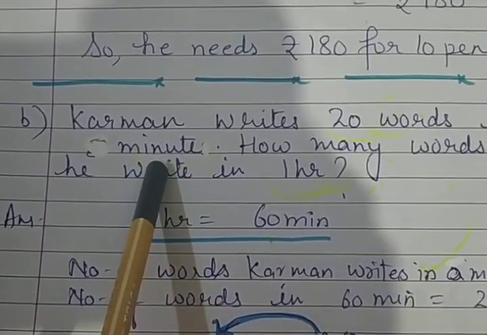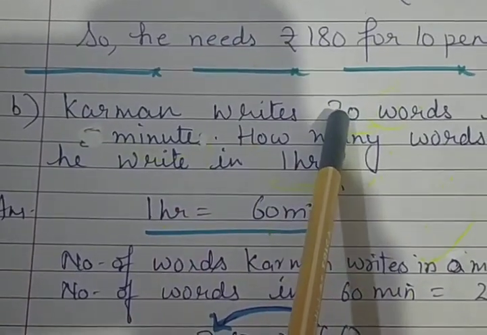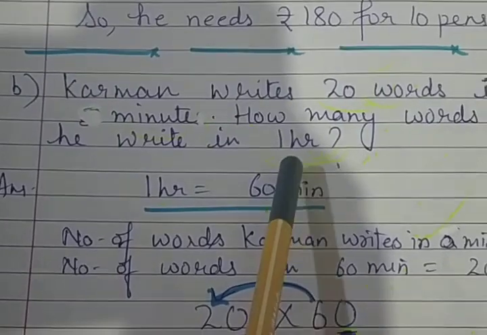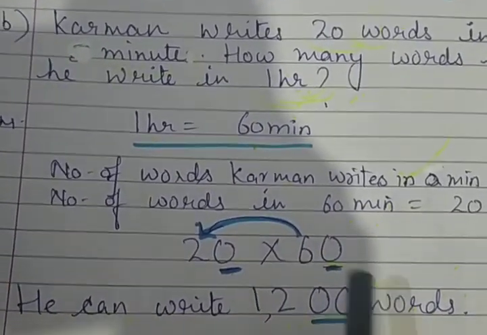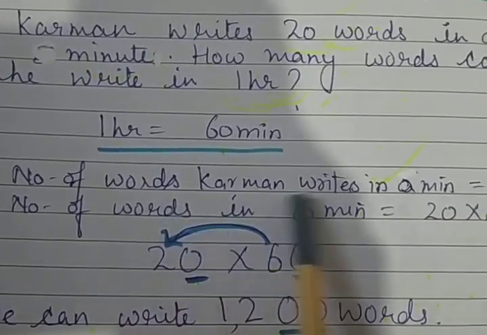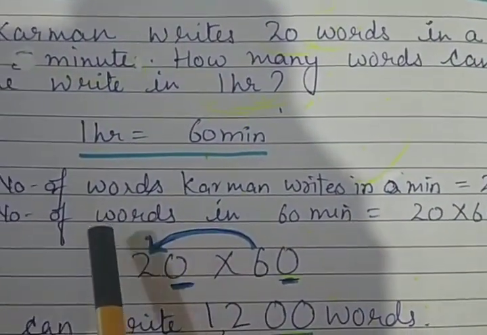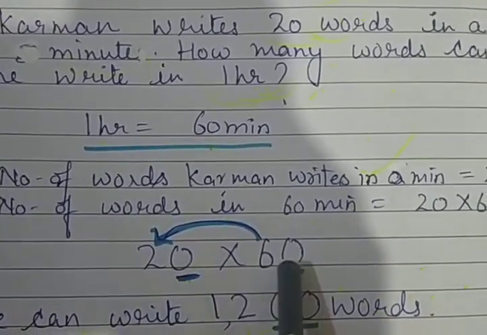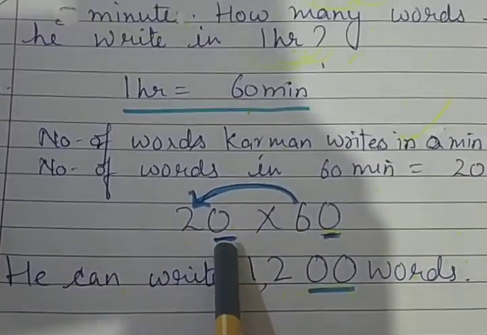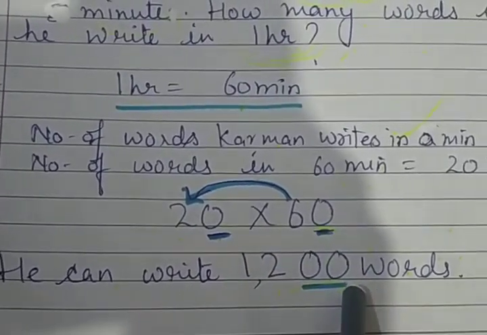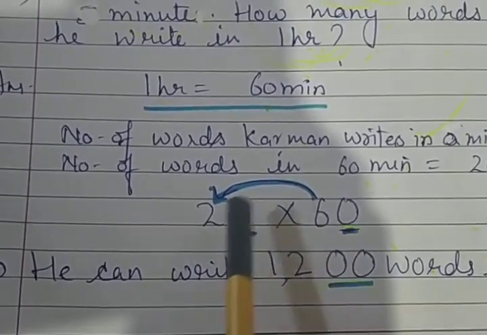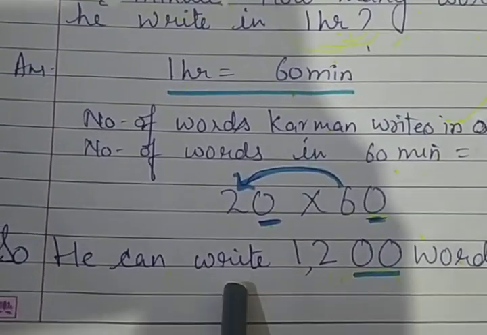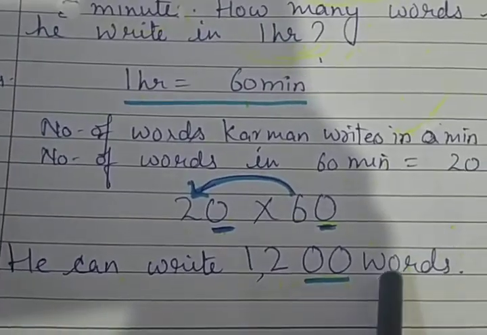So now read the question again. In 1 minute, how many words? 20 words. In 60 minutes, how many words? What does it mean? I have to multiply 60 with 20. So I'll write my statements. Number of words Karman writes in a minute? 20. Number of words Karman writes in 60 minutes? 20 into 60. We can do a working horizontally for this. 2 zeros we have, 1 and 2. So I'll write 2 zeros in my answer. Then 6 into 2. 12. So my concluding statement, so we can say he can write 1200 words in an hour.